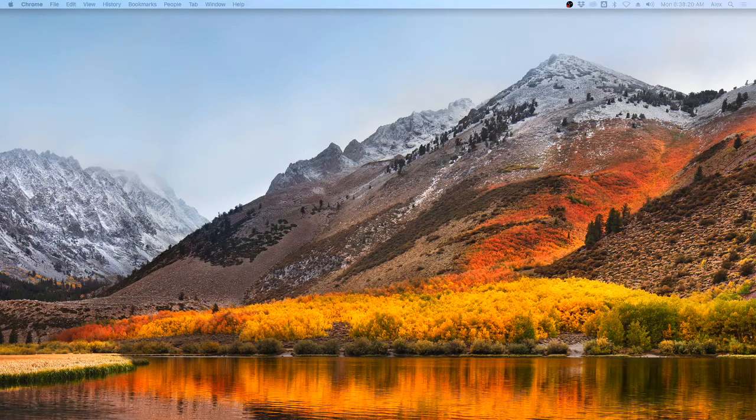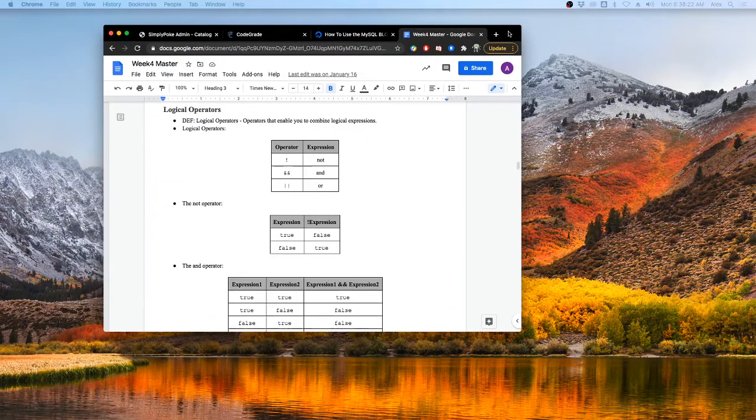So let's talk a little bit about logical operators. Logical operators are operators that enable you to combine logical expressions. And we've got three of them. The first one is the not operator, which is just an exclamation point. The next one is the and operator, which is two ampersands. And the last one is the or operator, which is just two pipes.